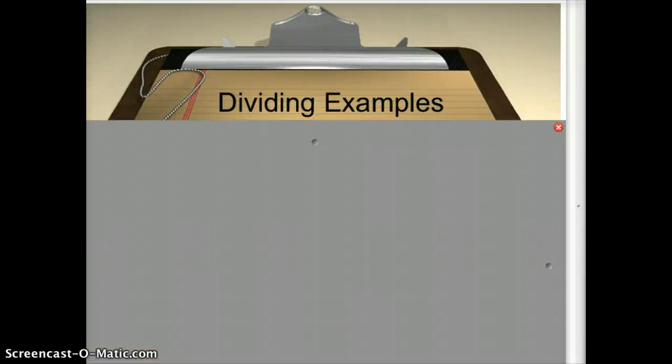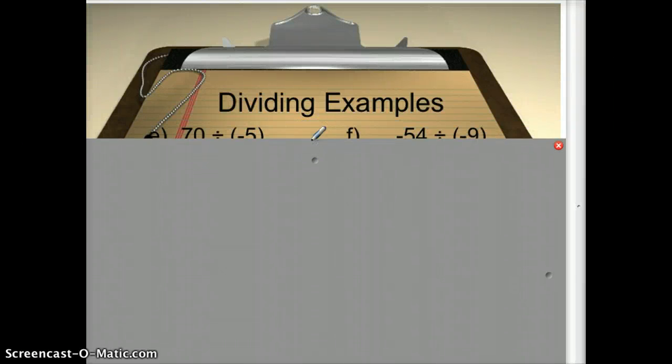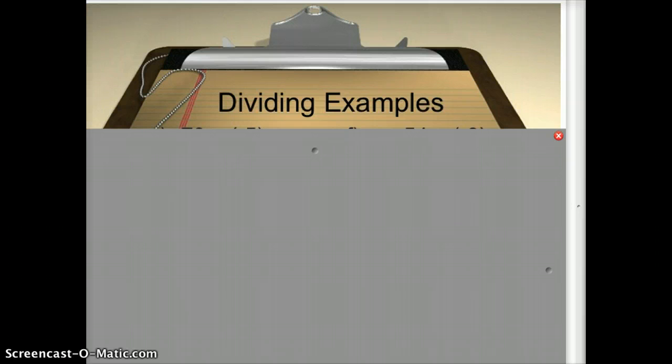Okay, let's look at dividing. The great thing about dividing, I'm not even going to write it all out because the rules are exactly the same as for multiplication. In other words, a positive divided by a negative, that equals a negative. If you have a negative divided by a negative, that equals a positive.